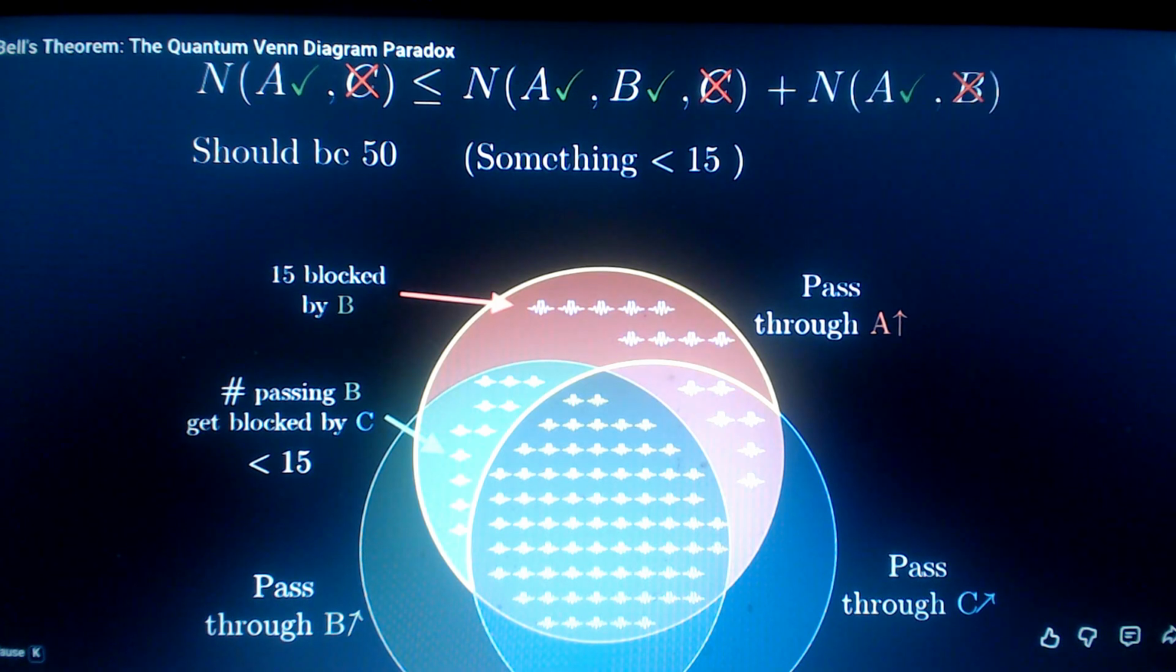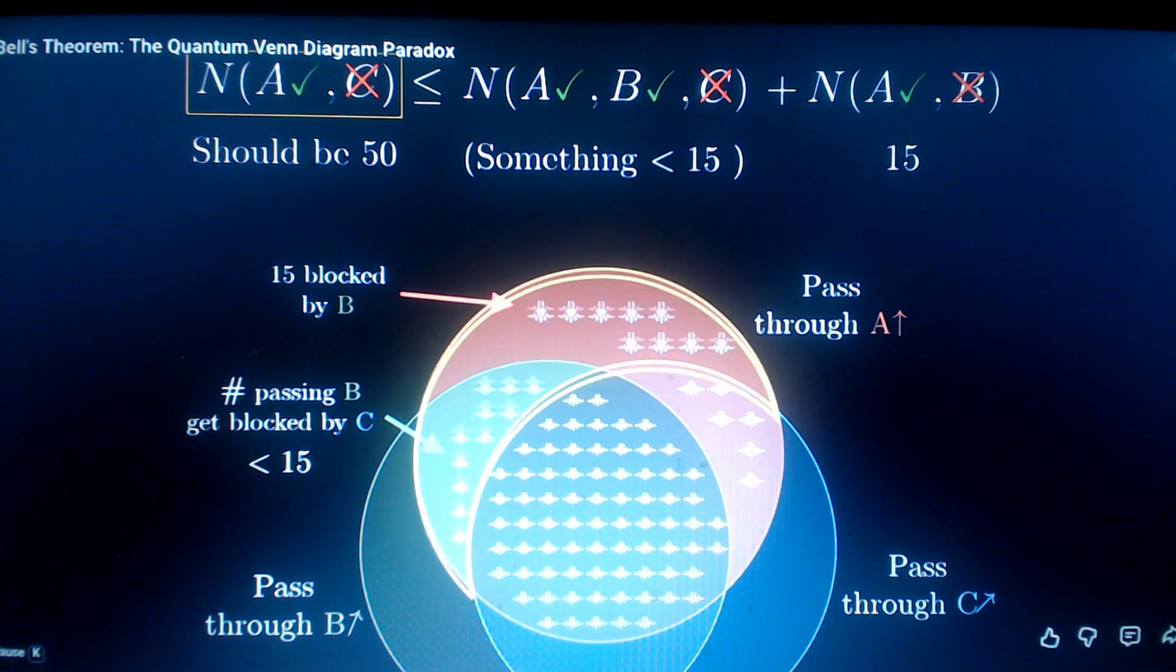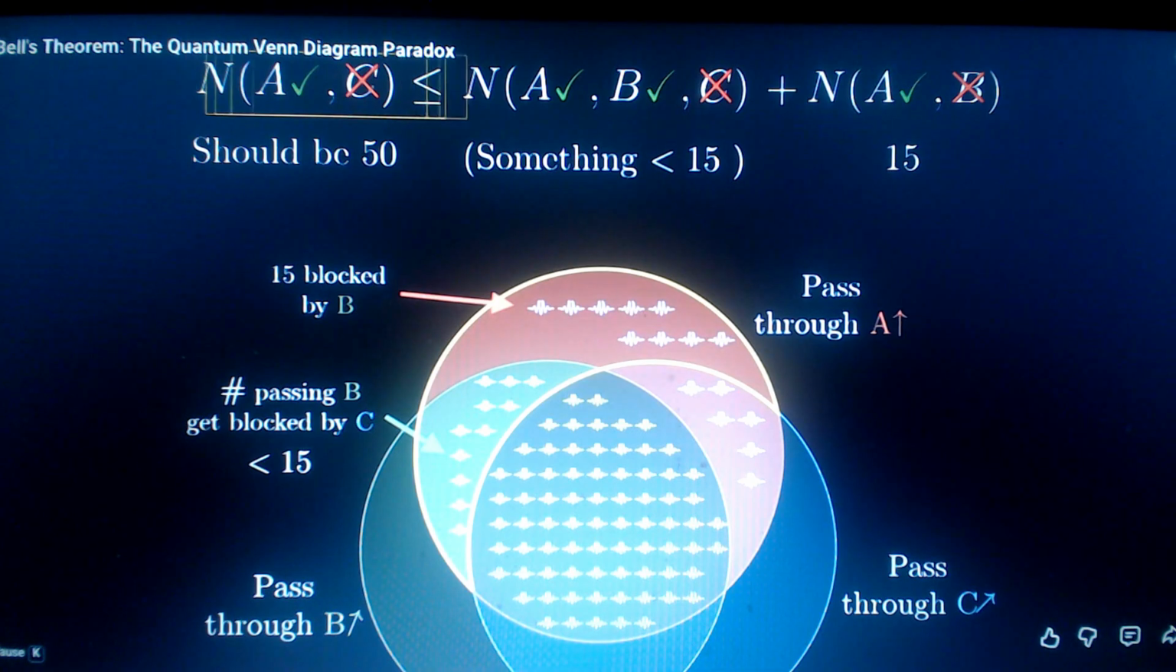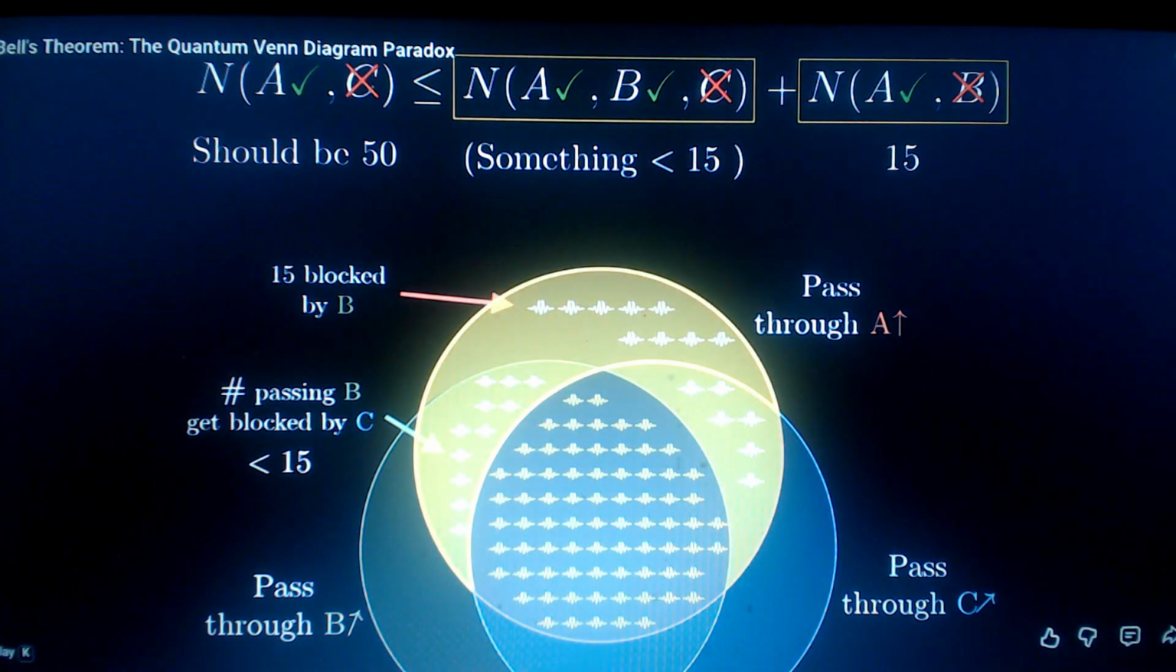Or they would have been blocked at B, which puts them in a subset of this other crescent moon region that represents those passing A and getting blocked at B. And that guy has 15 photons. So the number passing A and getting blocked at C should be strictly smaller than 15.